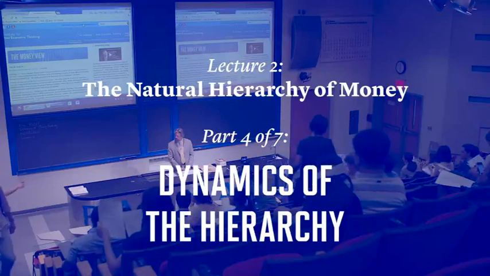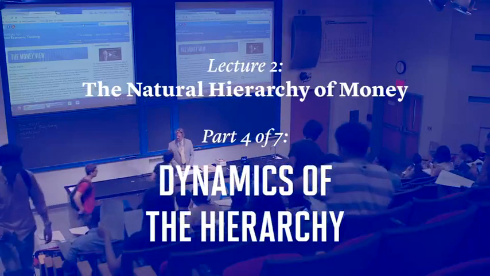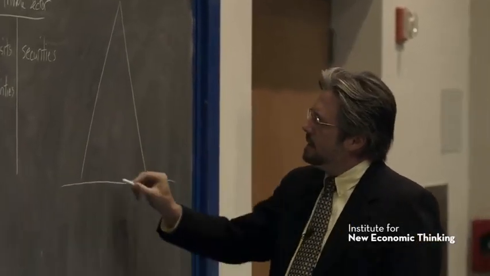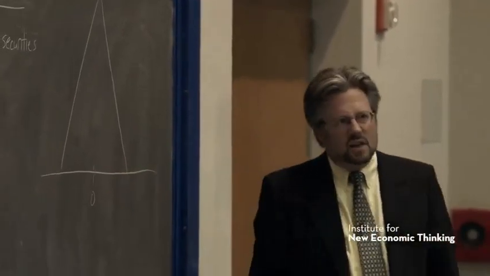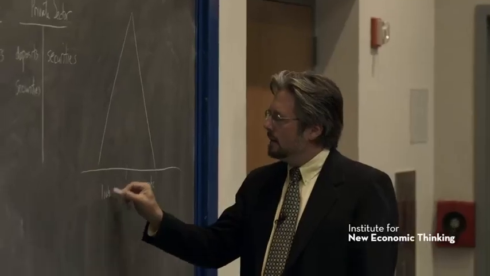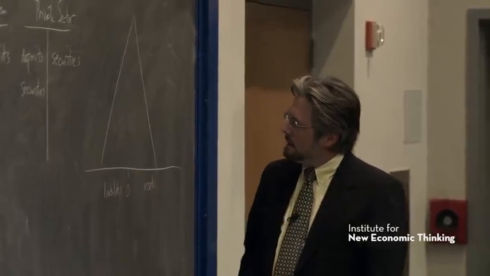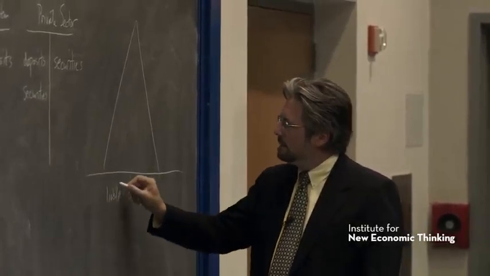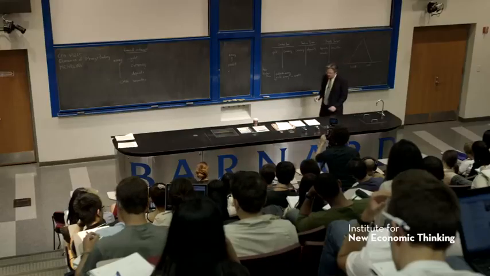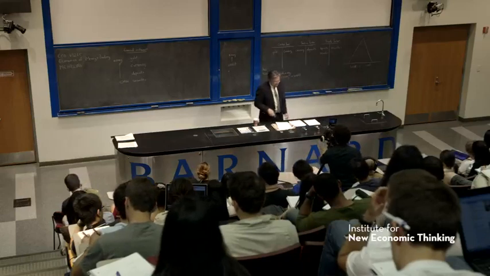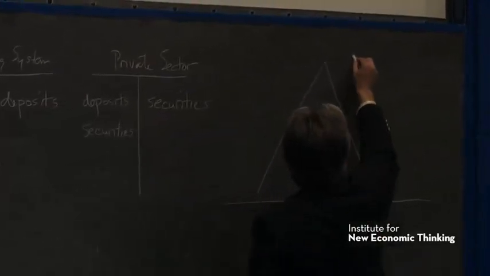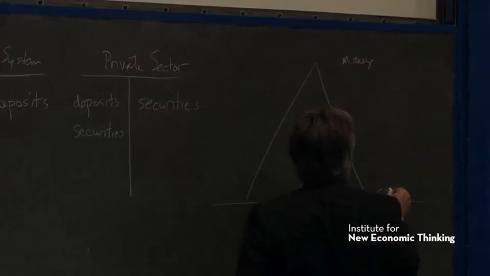To help consolidate this, I find it sometimes helpful to use this image here. A pyramid centered on 0, okay? So that we have assets on this side and liabilities on this side. These are measured in quantities here. And we have money at the top and credit at the bottom.